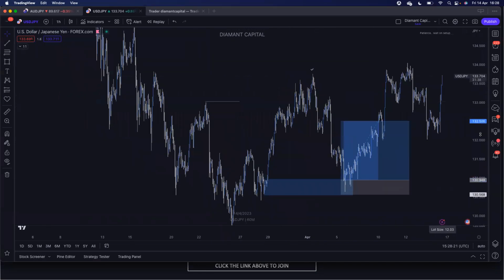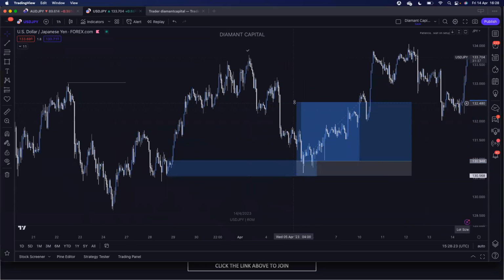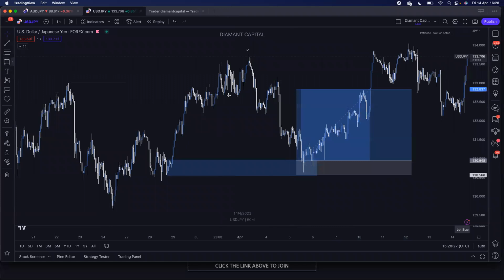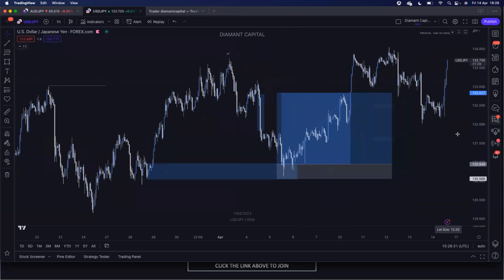How would I use this to my advantage? First of all, I would look, where can we fill the imbalance? That would be this area right here. So again, I'm expecting price to fill this area. So that would be a what? A very nice 1 to 5.